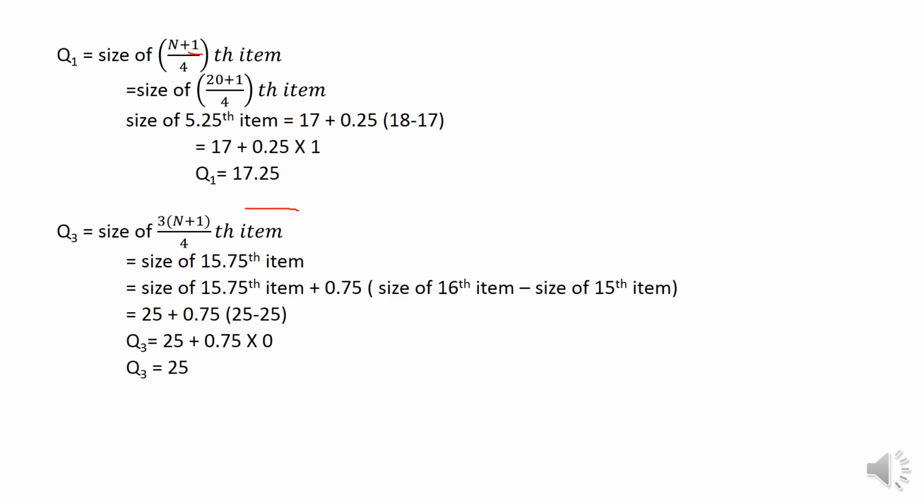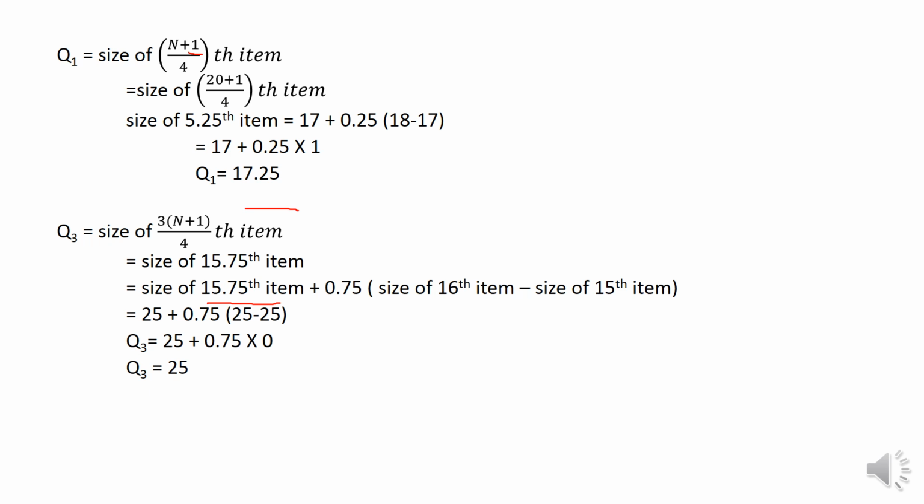After that we calculate Q3. The formula for Q3 is 3 times (n plus 1) divided by 4. Here n is 20, so 20 plus 1 is 21, multiplied by 3 gives 63, divided by 4, and we get the 15.75th item. The 15.75th item lies between the 15th item and the 16th item. So we take the 15th item and add 0.75 times the difference of the 16th item minus the 15th item.